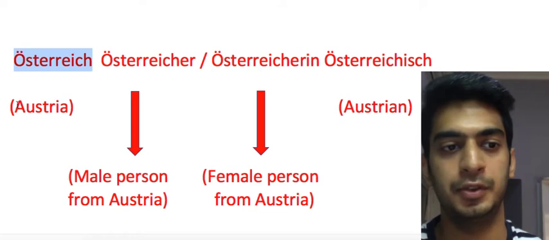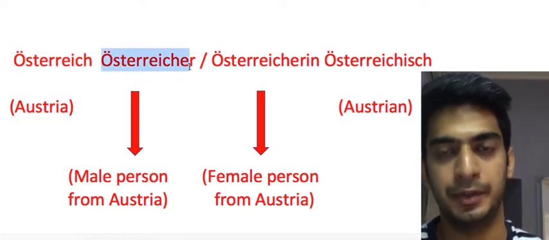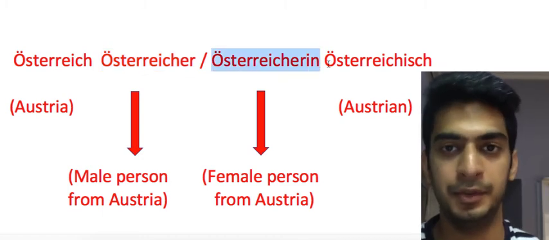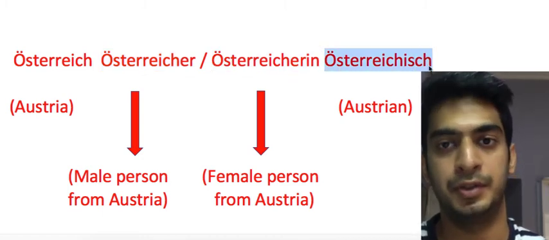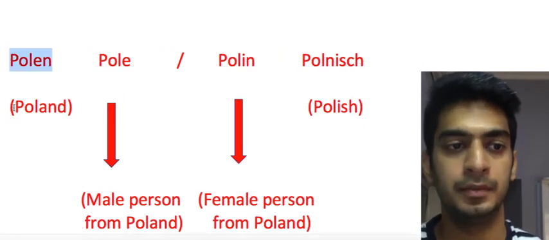Österreich means Austria. Österreicher, male person. Österreicherin, female person. Österreichisch means Austrian language.